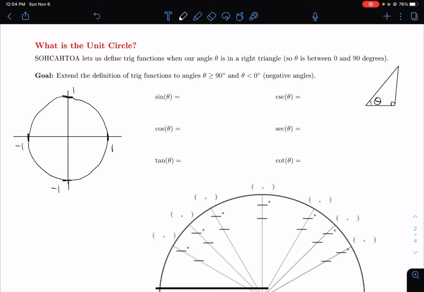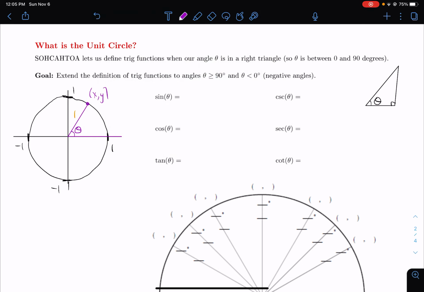And now I'm going to draw some point on the unit circle. Some point, I'll label this x comma y. And then I'm going to connect that point with the origin. And when I do that, the angle from the positive x-axis measured to that line segment, that radius, I'm going to call that theta. Okay, so because it's a unit circle, the length of this radius is 1.